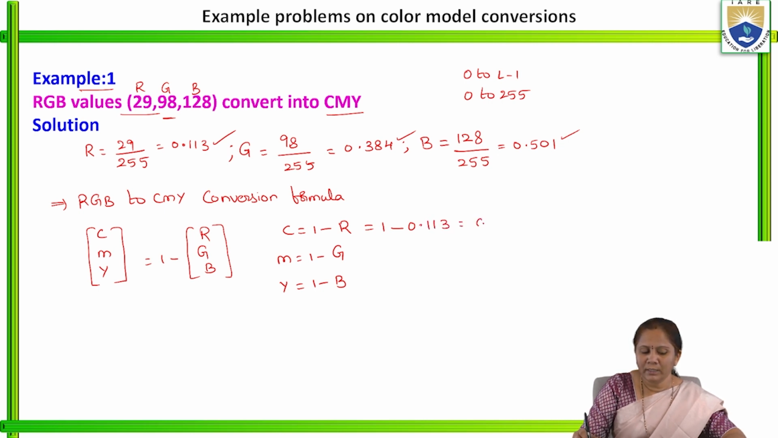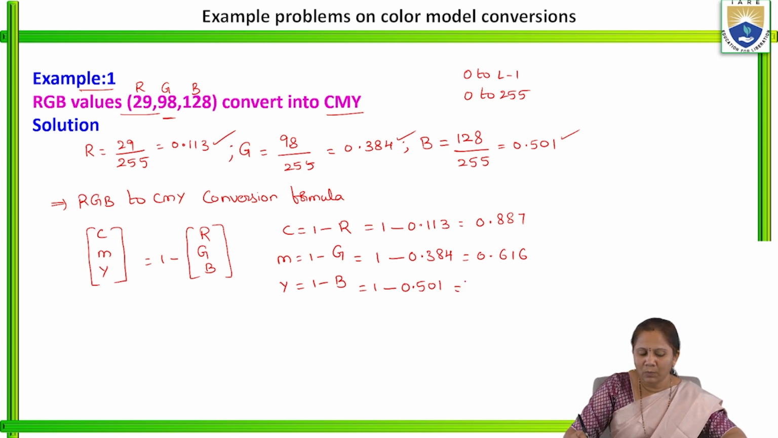So here 1 minus the value of R, 0.113, we will get 0.887. And next to find M, M is equal to 1 minus G. It is 1 minus the value of G, 0.384. If you simplify this, we will get 0.616. And the next one is Y is equal to 1 minus B. 1 minus the value of B, 0.501. If we simplify this, we will get Y is equal to 0.499.